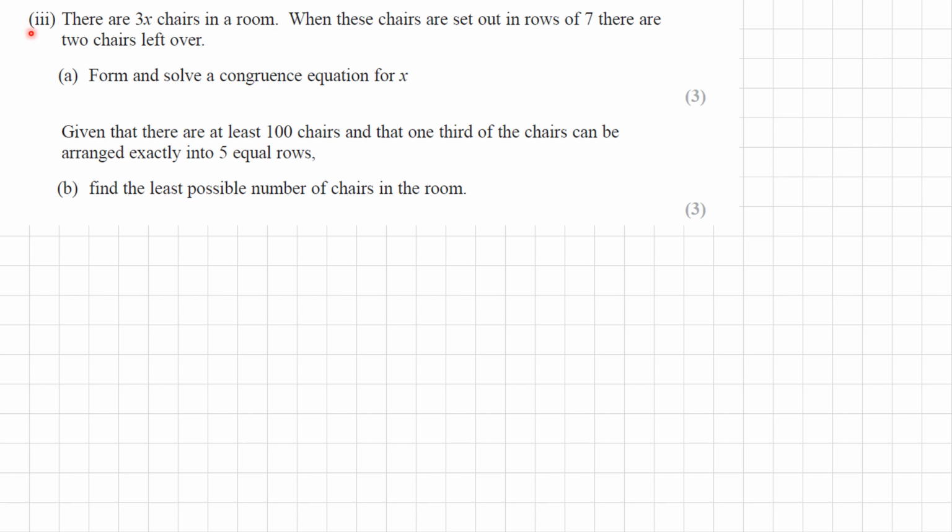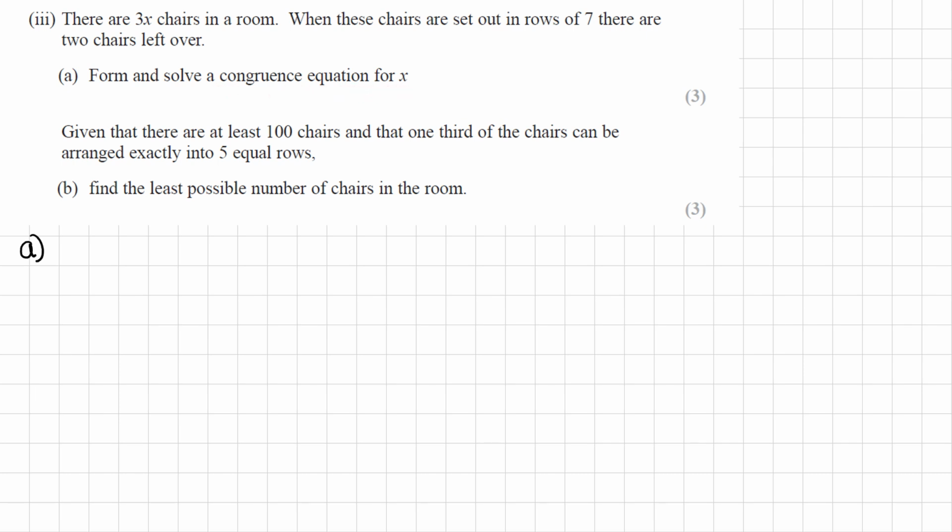Part 3 of question 3. There are 3x chairs in a room. When these chairs are set out in rows of 7, there are 2 chairs left over. Part A, form and solve a congruence equation for x.